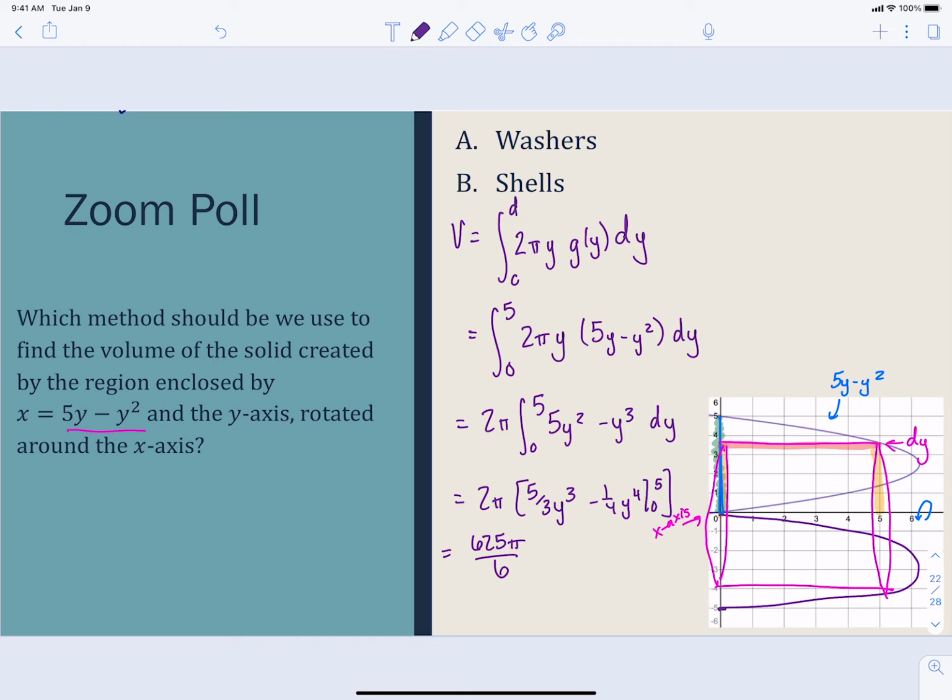All right, let's take a look at the next question. Oh, I didn't say it's shells. We want to do shells.